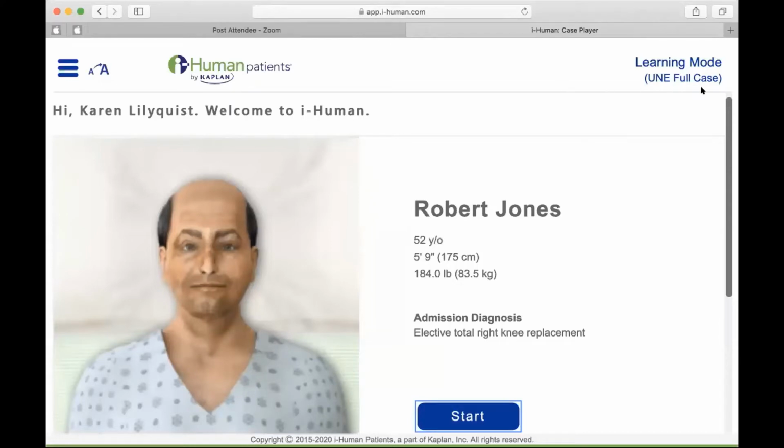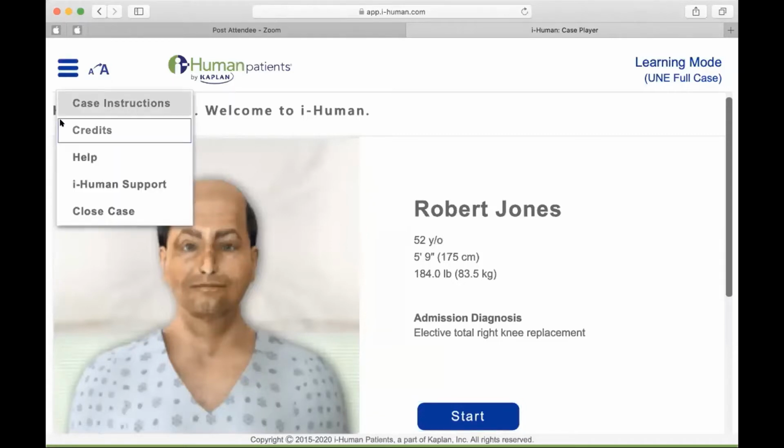In this case, Robert Jones, I'll demonstrate some of those key pieces that both you and your students will want to understand as you move forward with your cases. This is meant to augment those training videos that Anne pointed out on the iHuman website. A couple of housekeeping things initially. The hamburger button will allow you to identify some of the specific case instructions. Those will differ with each particular case. You'll see the credits of both the writer and the editor.